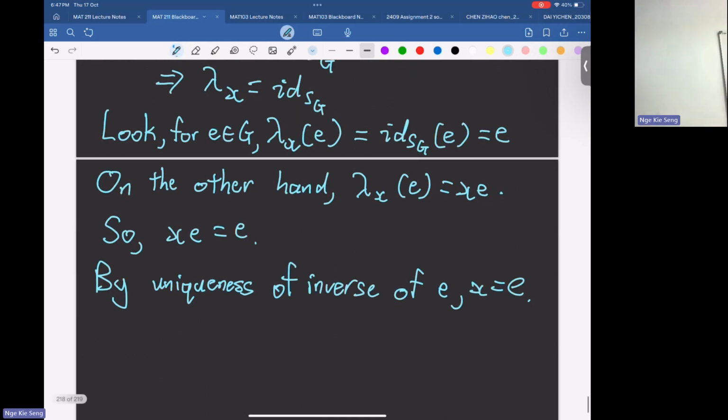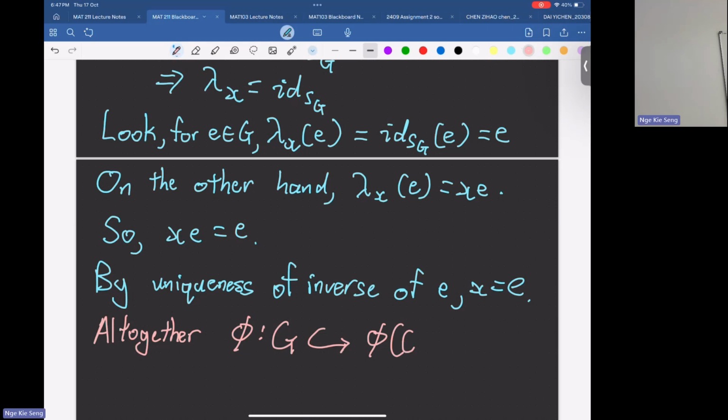Okay, so all together, what do we get? We have phi that maps G injectively to phi of G. But phi of G is what? We proved that the image of a group is always a subgroup. So this is a subgroup of the permutation group on the elements of G. We have injectivity onto the image, right? At the same time, this map is onto the image, because everything in the image must be coming from something in the domain. So you get surjective for free. So actually, G is isomorphic to some subgroup inside the group of permutations.